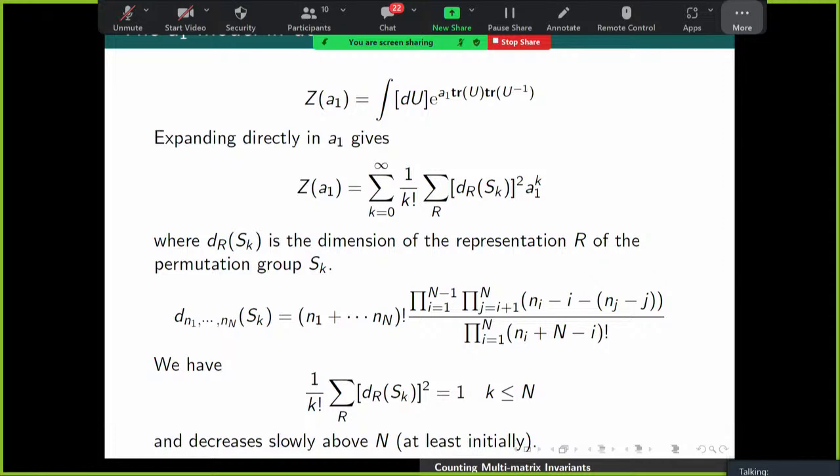Expanding the A1 model, we can expand it in powers of A1 and just use some group theory to re-express the partition function for the A1 model in terms of what's written there. The dn give us the dimensions of the representations of the permutation group, and we can write out what they are exactly here. We also have that 1 over k factorial times the sum over r of dr of Sk squared is 1 for k less than or equal to n. And that's just an identity.